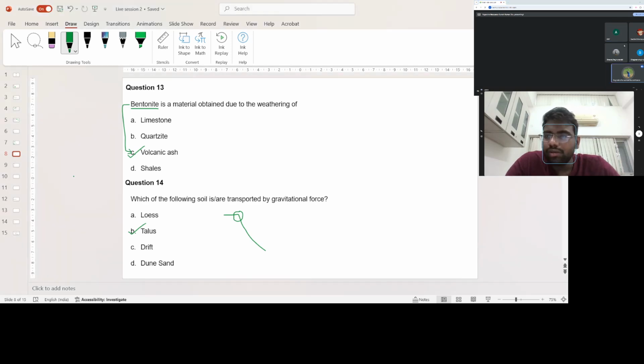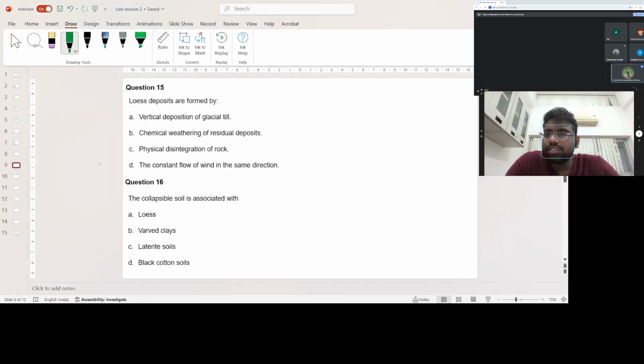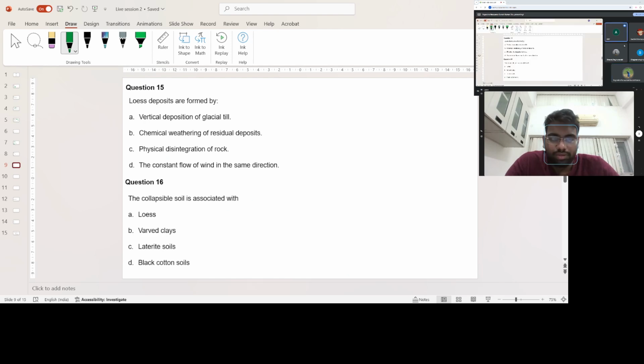So, moving to the next question. Do you have an example of talus in India, sir? No, actually I have not much idea about where it is found in India. Maybe I can find out and tell you. Fine, sir. Thank you.